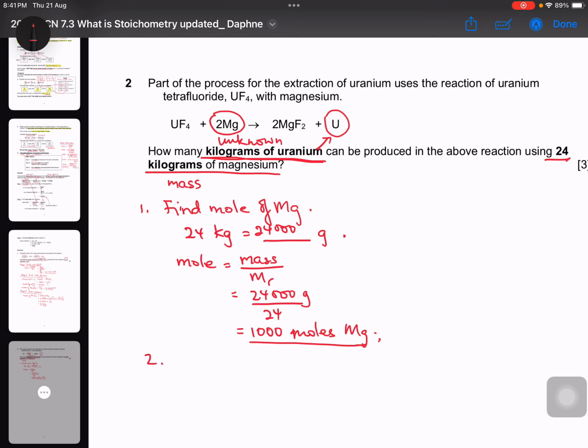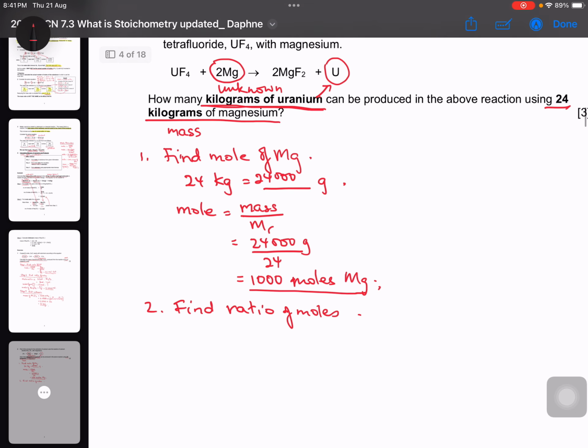Okay, second step. Do you remember what's the second step? M, done already. R. R stands for what? MRU. So R stands for ratio. So what is the ratio? Okay, pause the video. Find it yourself.